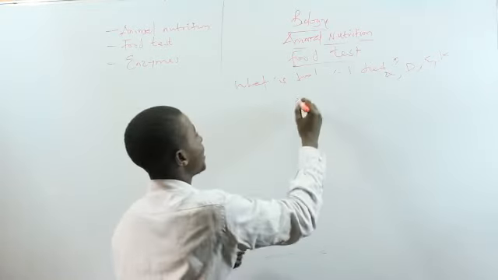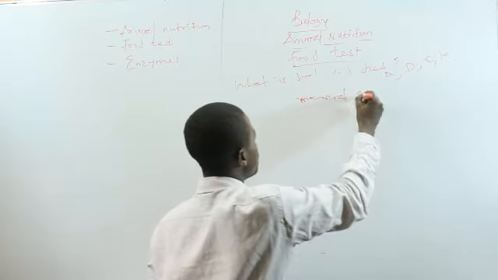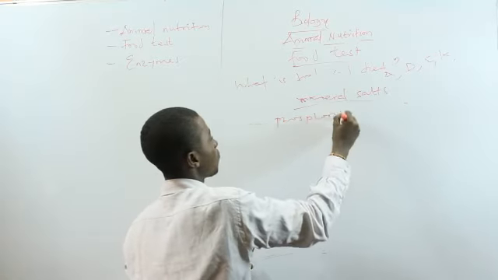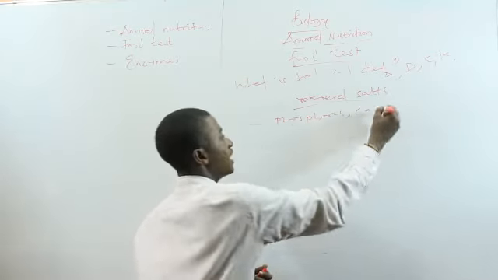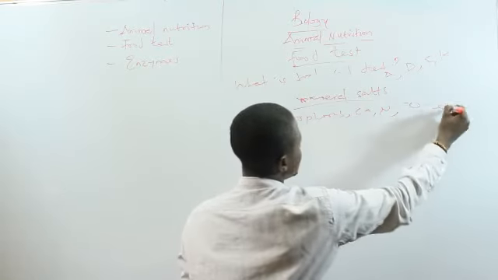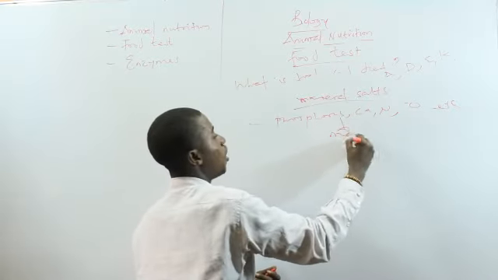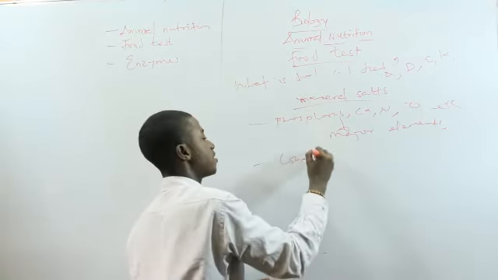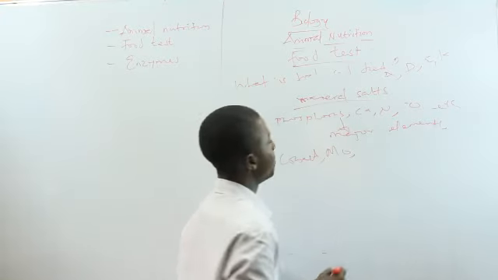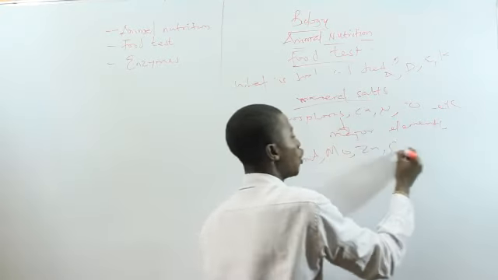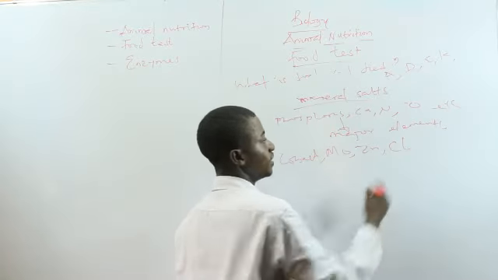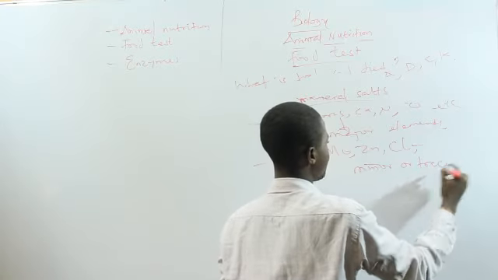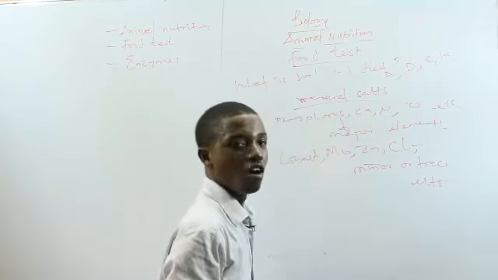So what are these minerals? Basically the mineral salts are phosphorus, calcium, nitrogen, oxygen, etc. These ones are called major elements. Cobalt, molybdenum, zinc, chlorine are called minor or trace elements.